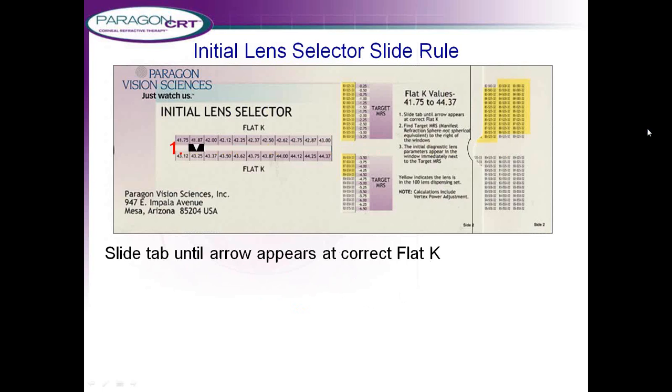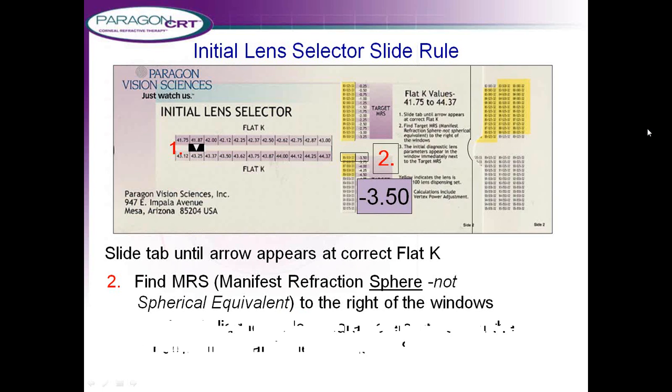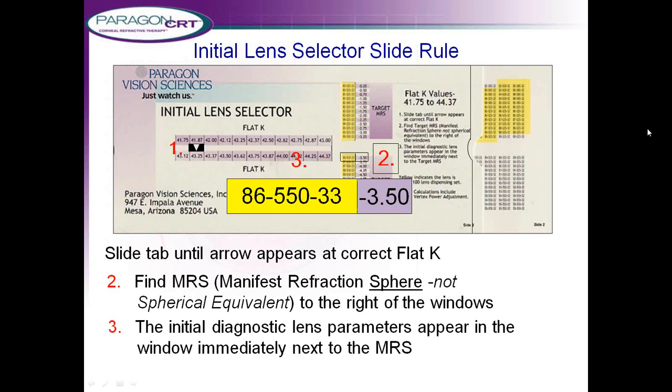Once these 2 pieces of information are available, use the initial lens selector rule to find the initial diagnostic lens parameter. Slide the tab until the arrow appears at the correct flat K reading. There are 2 rows of K readings. Make sure the arrow is pointed to the correct reading, either at the top or bottom row. Find the manifest refraction sphere to the right of the windows. The initial diagnostic lens parameters appear in the window immediately next to the manifest refraction sphere.